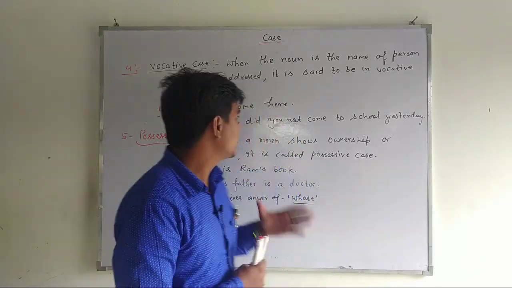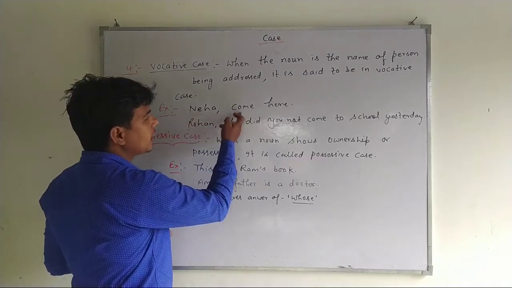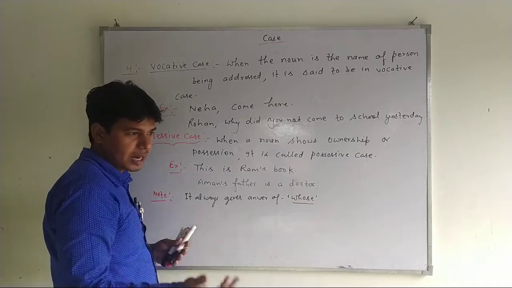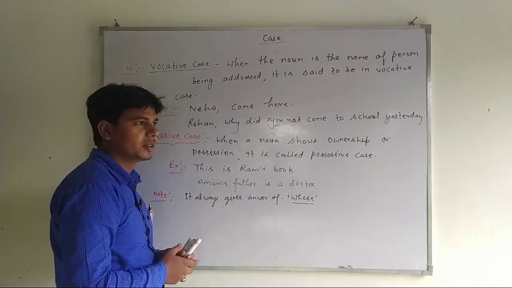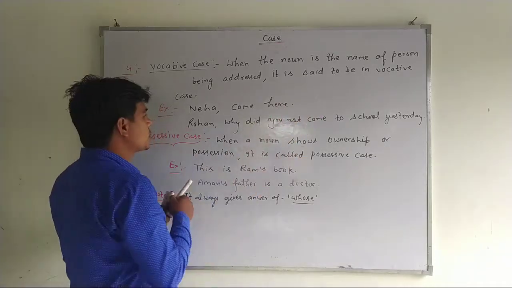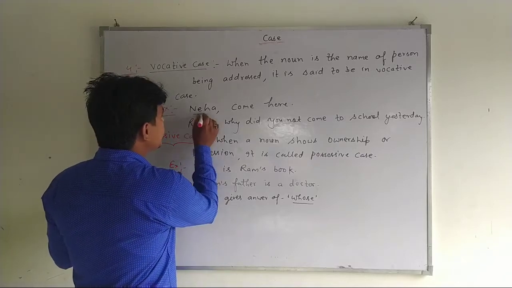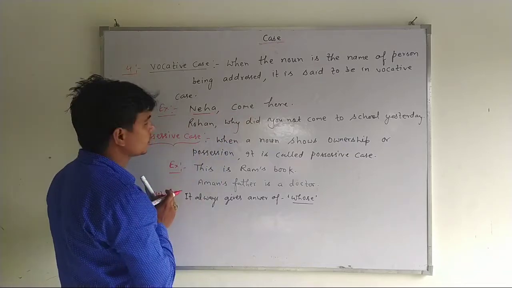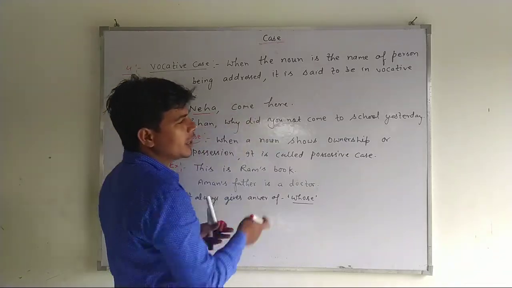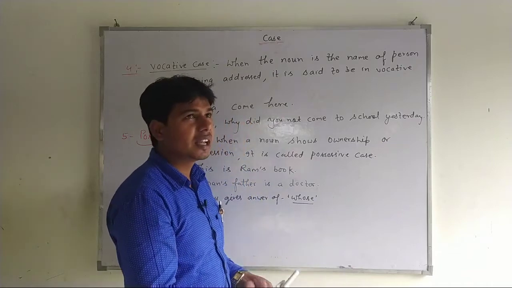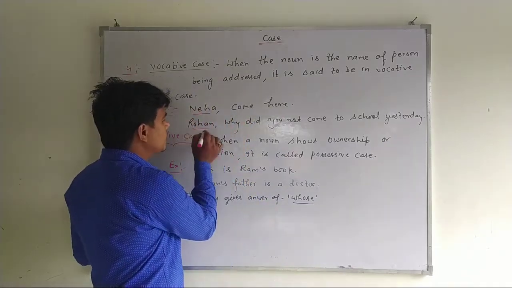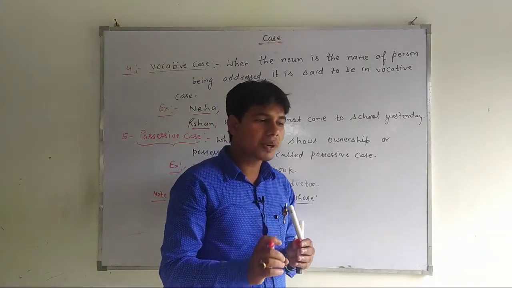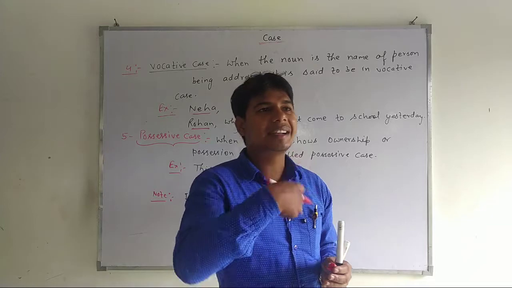So just see an example, Neha, come here. So you are addressing Neha. Suppose that I call you, Supriya, come here. So I am addressing Supriya. So here Neha is used as the vocative case of the sentence. Rohan, why did you not come to school yesterday? So here I am addressing Rohan. So Rohan is the vocative case of the sentence. Is it clear? So vocative case always addresses a person.